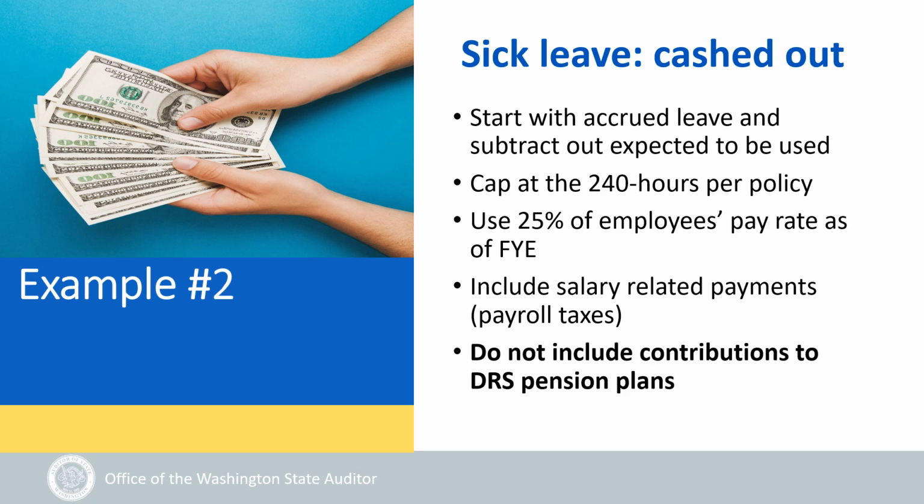Now we move on to step 2. What about the leave that will be cashed out? We start with the total accrued leave and subtract out the hours estimated to be used, since we already included those in our liability calculation on the previous slide. Remember, they can only cash out up to 240 hours, so we have to cap the hours if anyone has more than that. And this time the leave is paid at 25% of the pay rate.